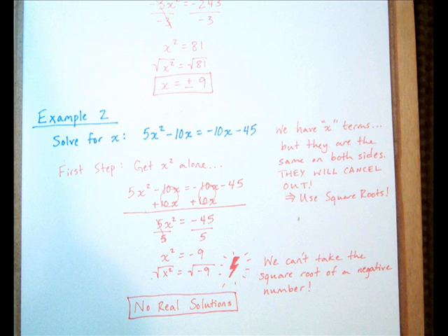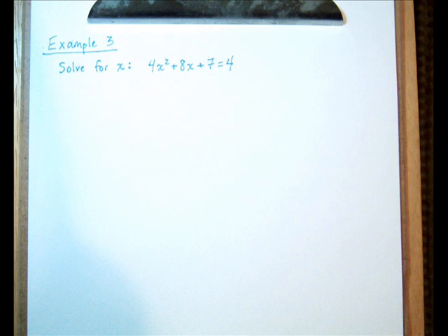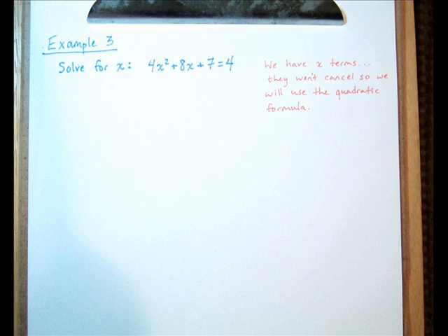All right, let's go ahead and try example number 3 now. This one says solve for x again, and it says 4x squared plus 8x plus 7 equals 4. Now I look at this problem, and I notice that we do have x terms, and they aren't going to cancel out this time. We have 8x on the left, and there are no x's on the right. That means they're not going to be able to cancel each other out on both sides. So we're going to use the quadratic formula here.